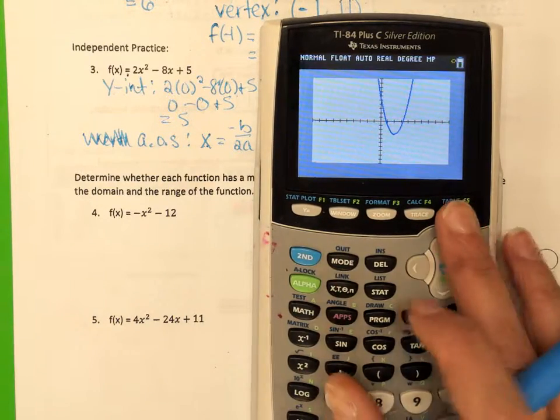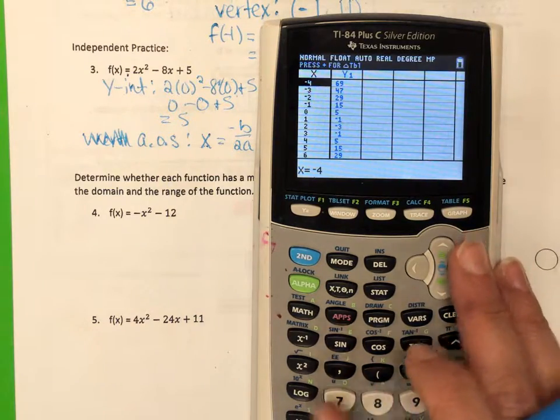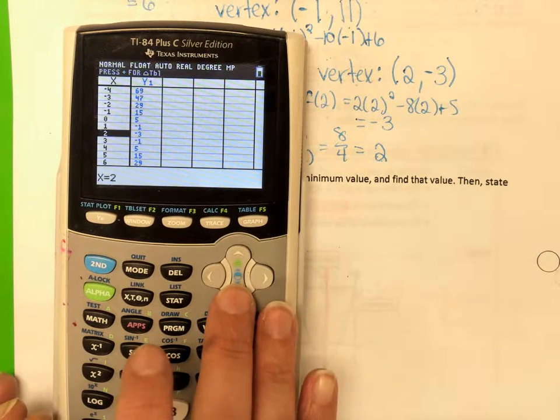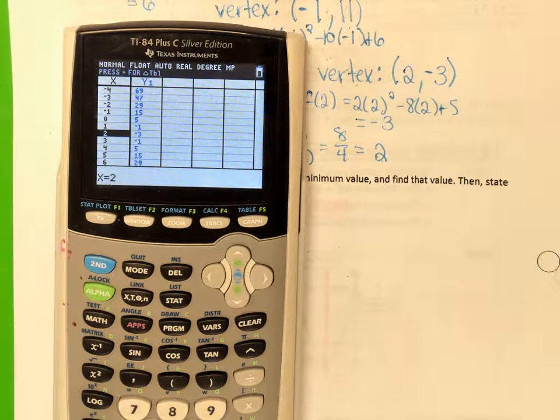All right, hit second table, second graph, whatever you want to call it. I'm going to find my vertex first. My vertex is at 2, negative 3. This is not a bad size graph. This is pretty small.